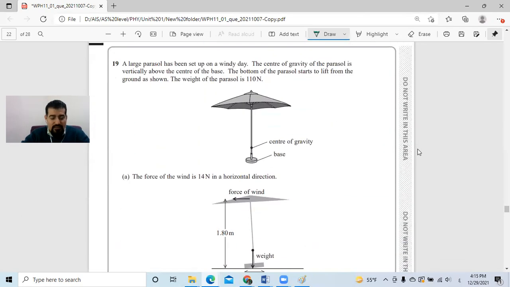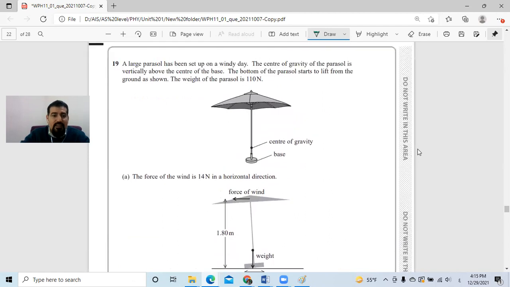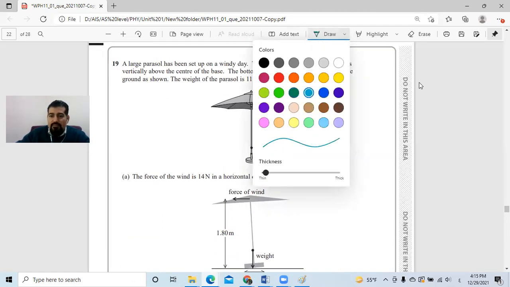The last question. Until now we haven't solved any question about moments. It seems that this question is about moments. Question 19. What do they say?